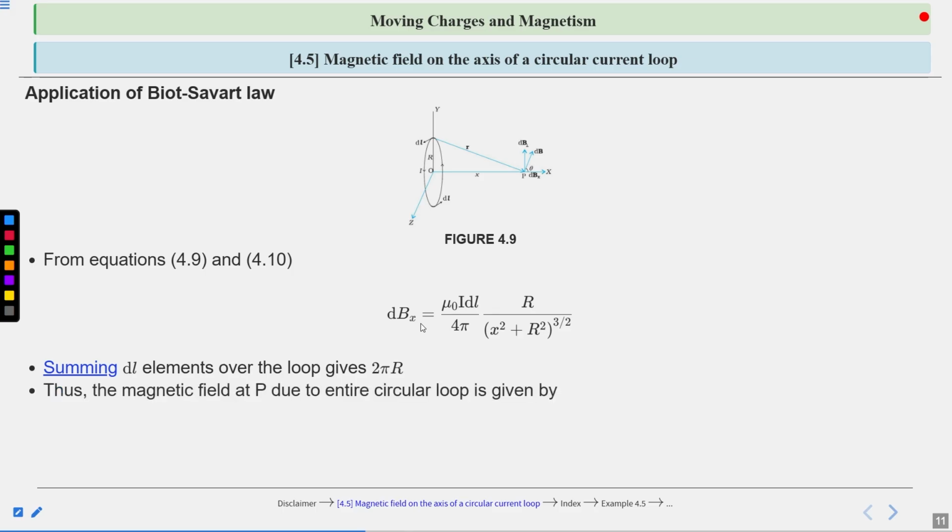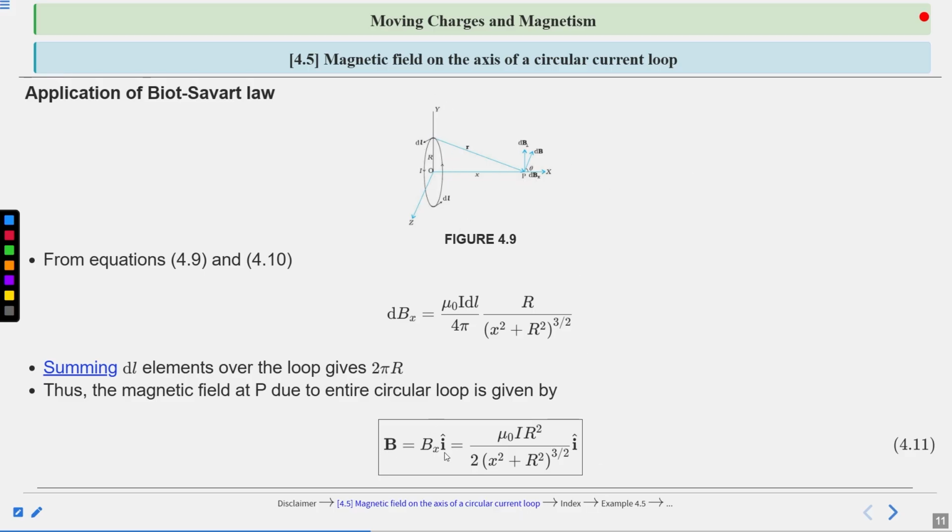So the magnetic field at point P due to the entire circular loop is given by B. The magnetic field direction is along the axis, because perpendicular components cancel out. Only components along the x axis remain. So the direction of the net magnetic field will be in the positive x direction. Net magnetic field is equal to Bx i cap, where Bx is the magnitude and i cap, the unit vector of the x-axis, is the direction. So the net magnetic field has direction along the x-axis due to this current loop.